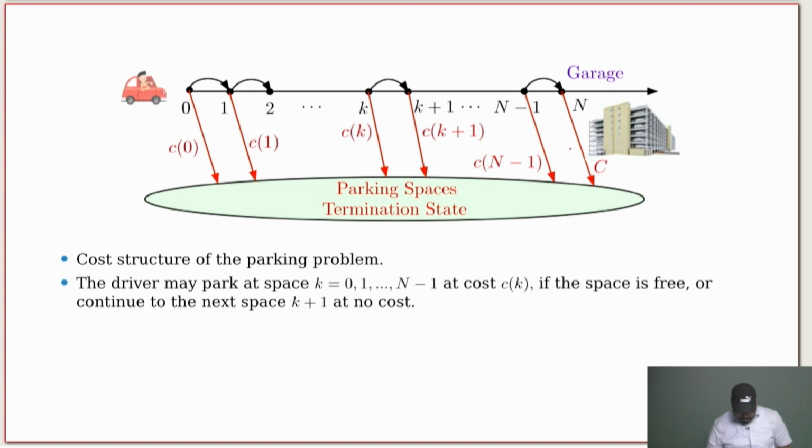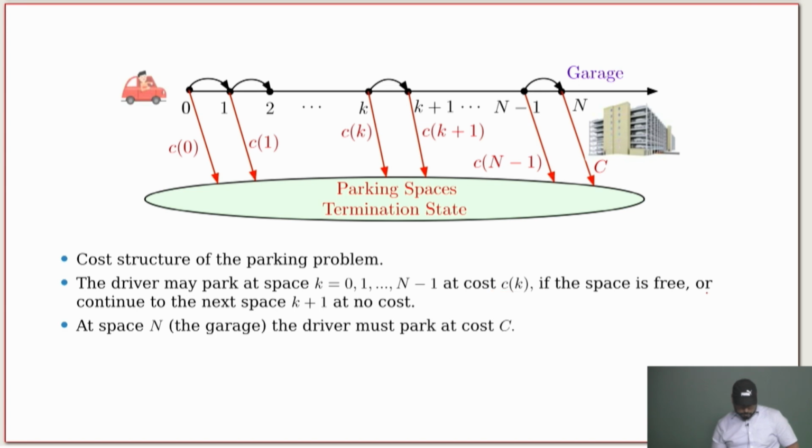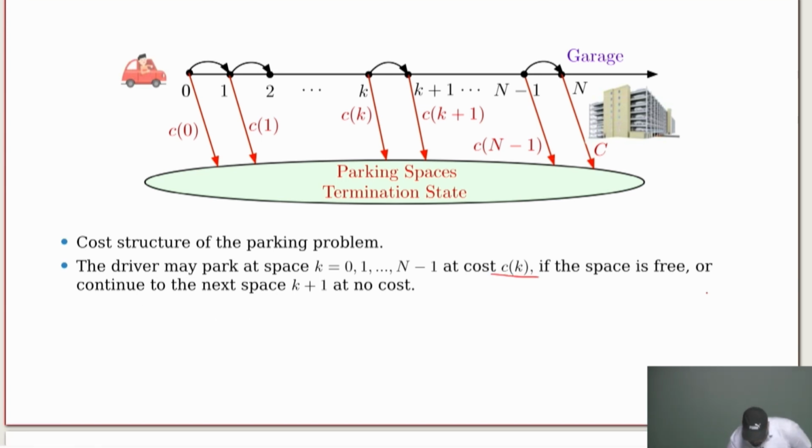So the driver may park at spaces 0 to n-1 at cost ck. This is the notation for the cost. If the space is free, then he will park with cost ck. If not, then he continues to the next space, k plus 1. Obviously continuing does not have a cost, so the cost is only for the parking. So he continues at k plus 1 at no cost.